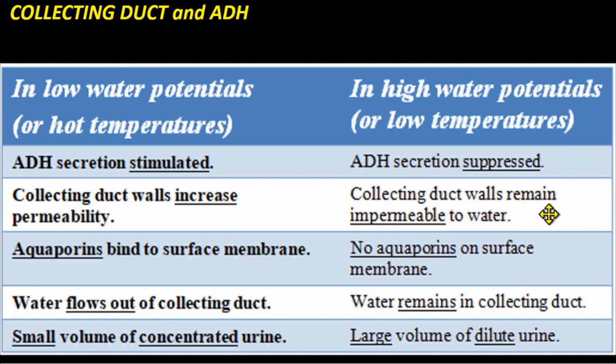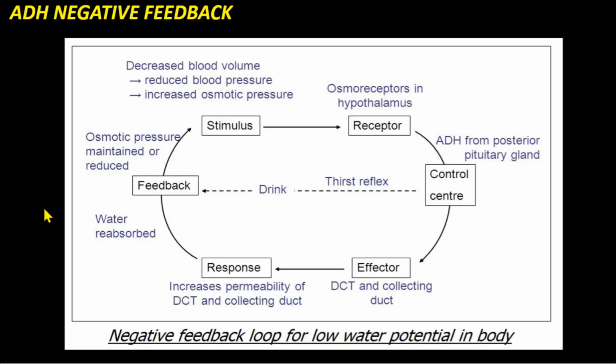In high water potentials or in low temperatures, ADH secretion is suppressed. The collecting duct walls remain impermeable to the water because there's no aquaporins on the surface membrane. So all the water basically stays within the collecting duct, and there's a larger volume of dilute urine. Basically, the urine is going to be more clear colored. Here we have a negative feedback loop of the same thing.